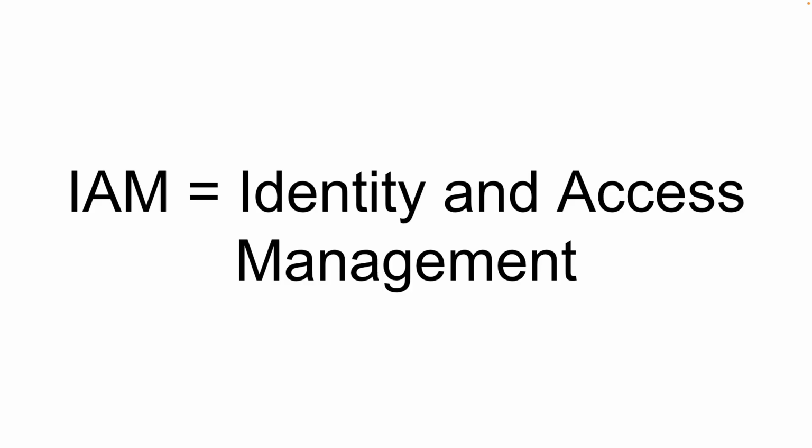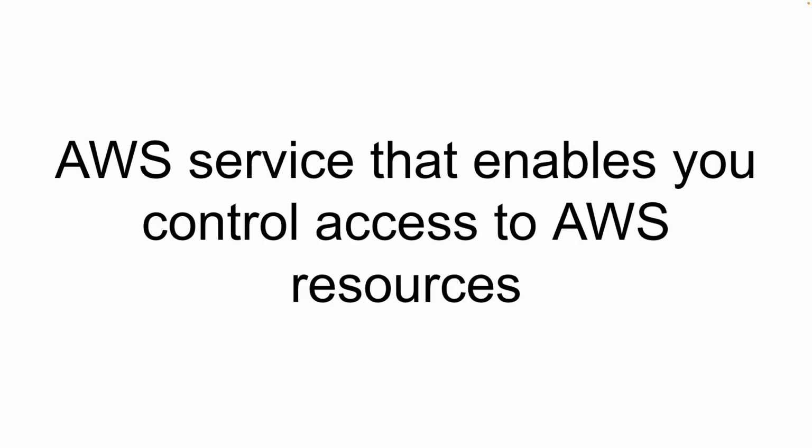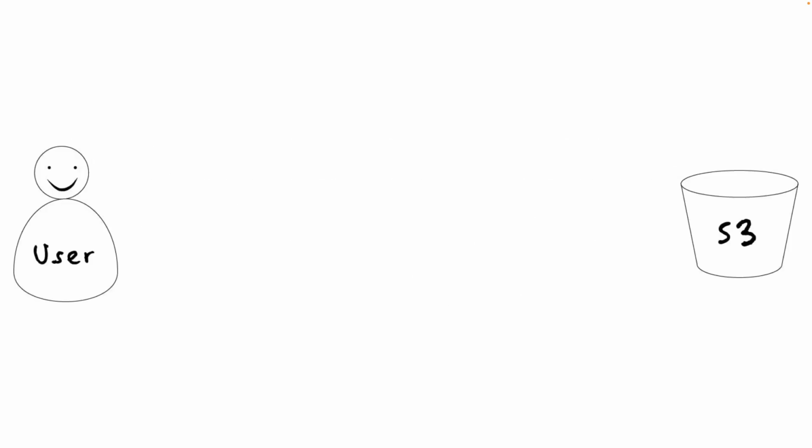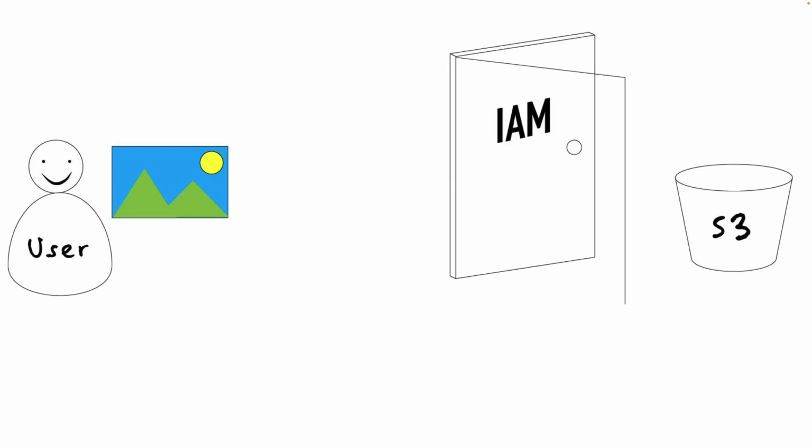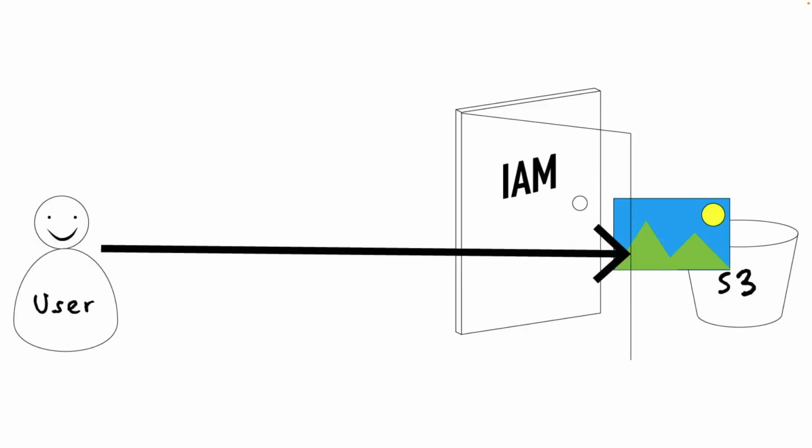IAM stands for Identity and Access Management, and it's an AWS service that enables you to control access to AWS resources. Let's take the example where we have a user and an S3 bucket. The user has an image that it wishes to save to the S3 bucket. IAM is like a door providing security for the S3 bucket. If the user has permissions, then IAM will open the door and allow the user to save the image to the bucket.